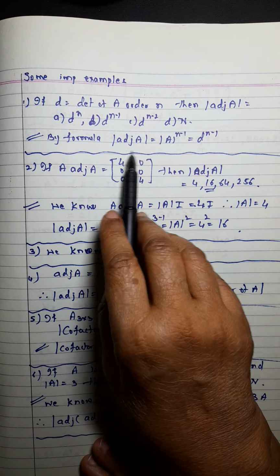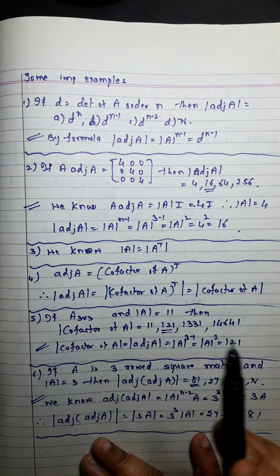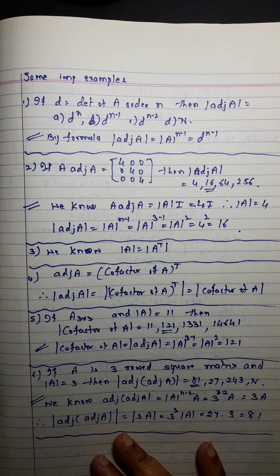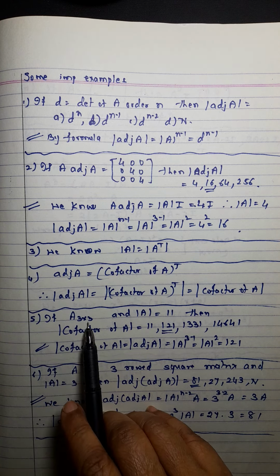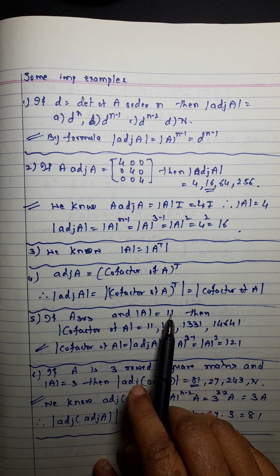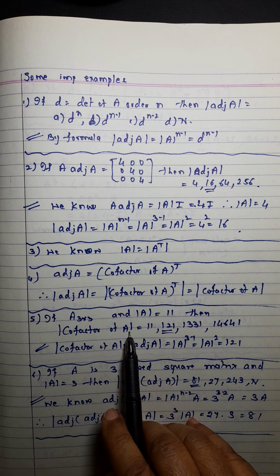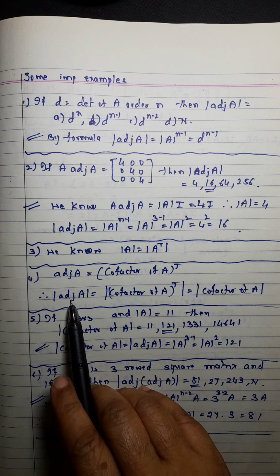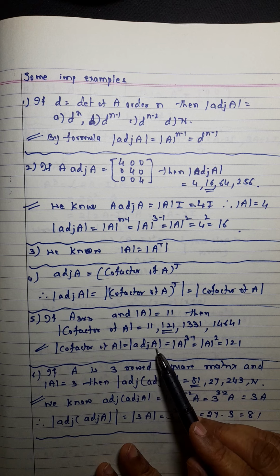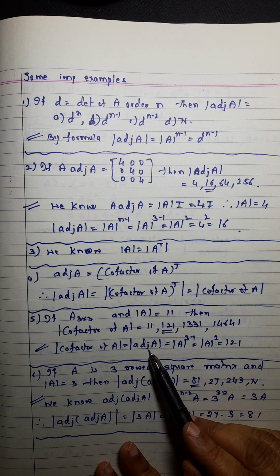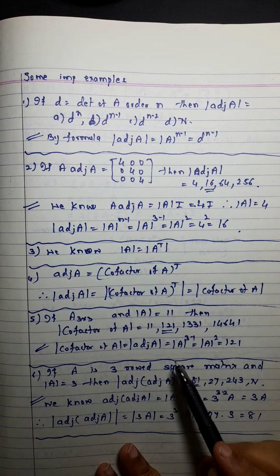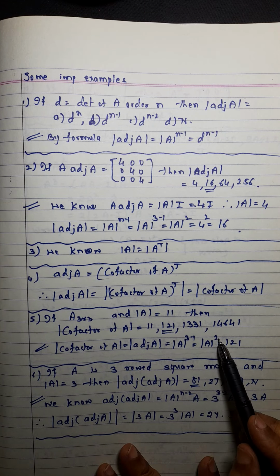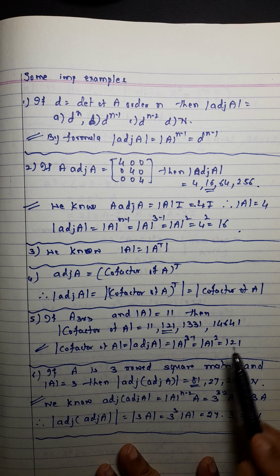We know the formula for determinant of adjoint of A. We don't know the formula for cofactor, but this is equal to this, we can make use of it. See here, if A is a 3 by 3 matrix and determinant of A is 11, it is given. Determinant of cofactor of A is what? Just now I told you, it is determinant of adjoint of A. And by this formula, it will be determinant of A raised to 3 minus 1, determinant of A square. Determinant of A is 11, so the answer is 121.